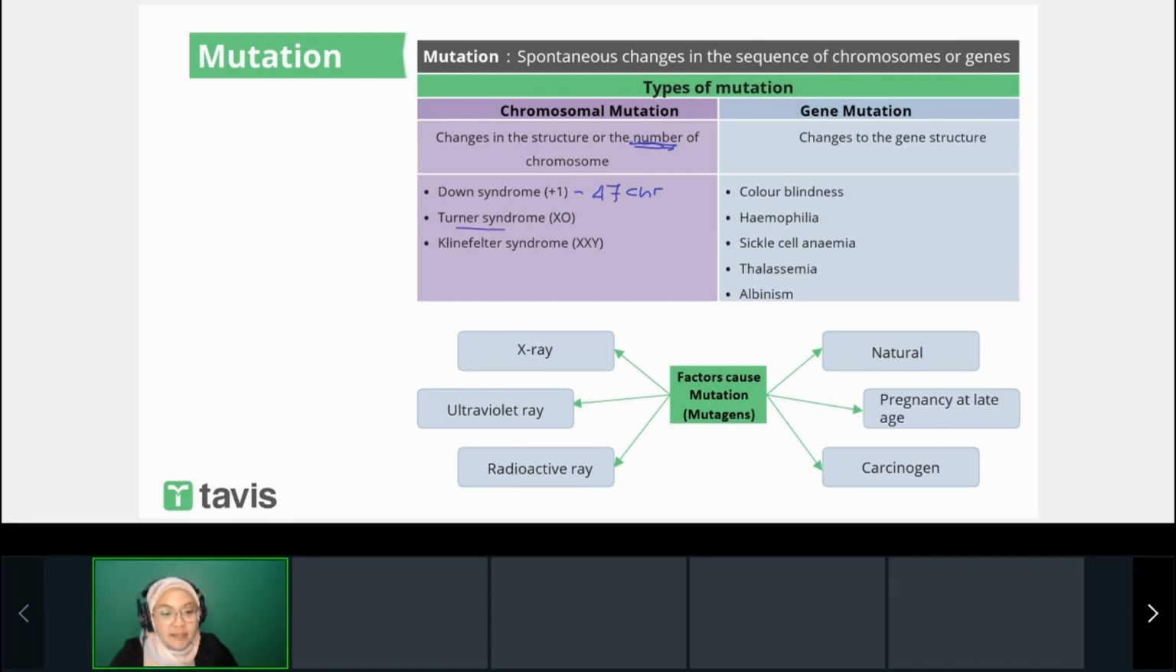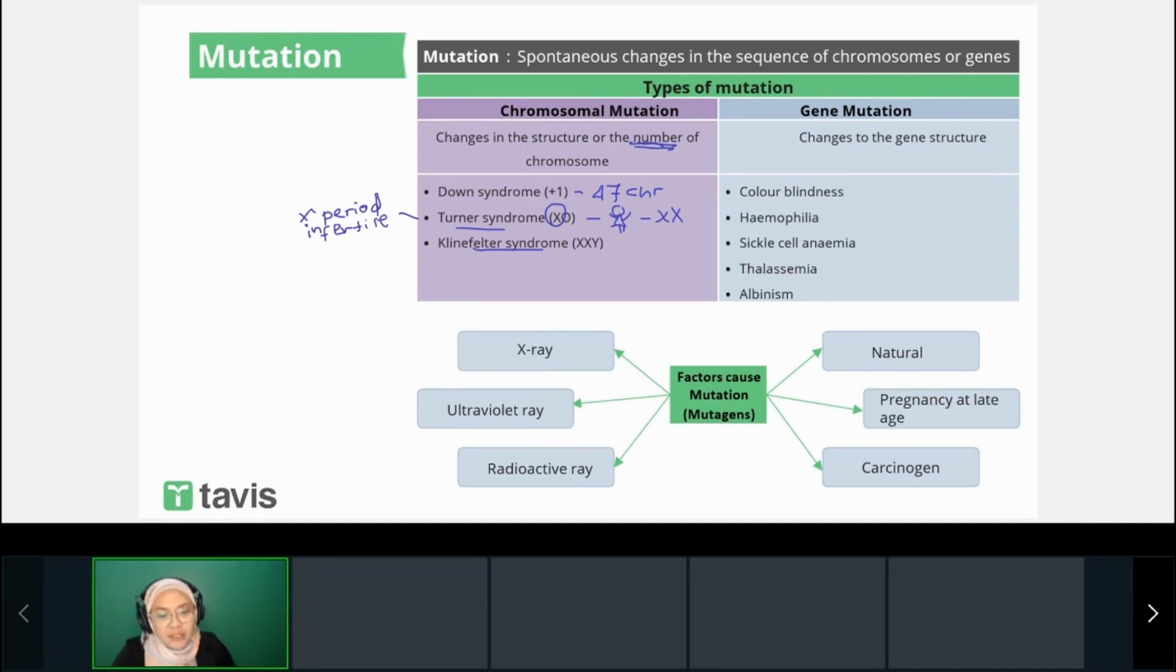Okay. Turner syndrome and Klinefelter syndrome. Turner syndrome affects a female. A normal female carries XX. But a Turner syndrome female only carries one X. The other X is missing. So this female has no secondary sexual characteristics. They don't have a period. They are infertile.